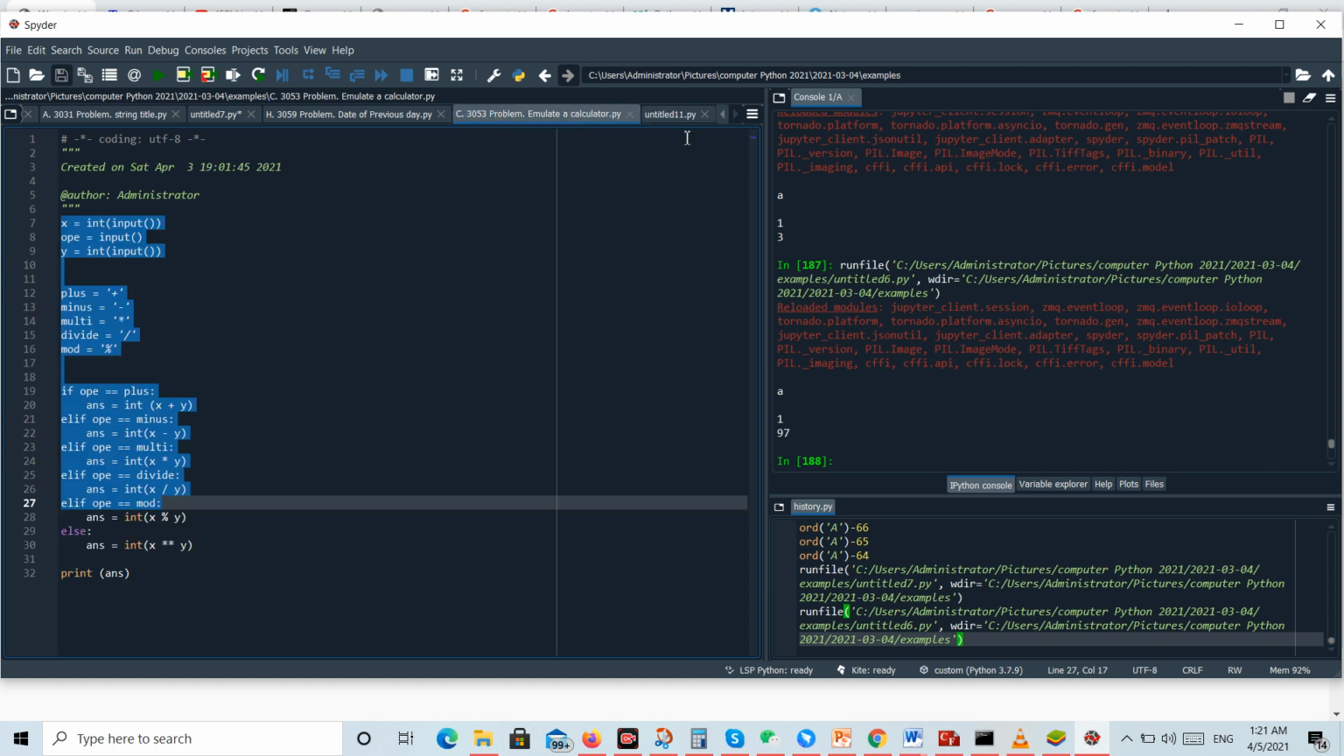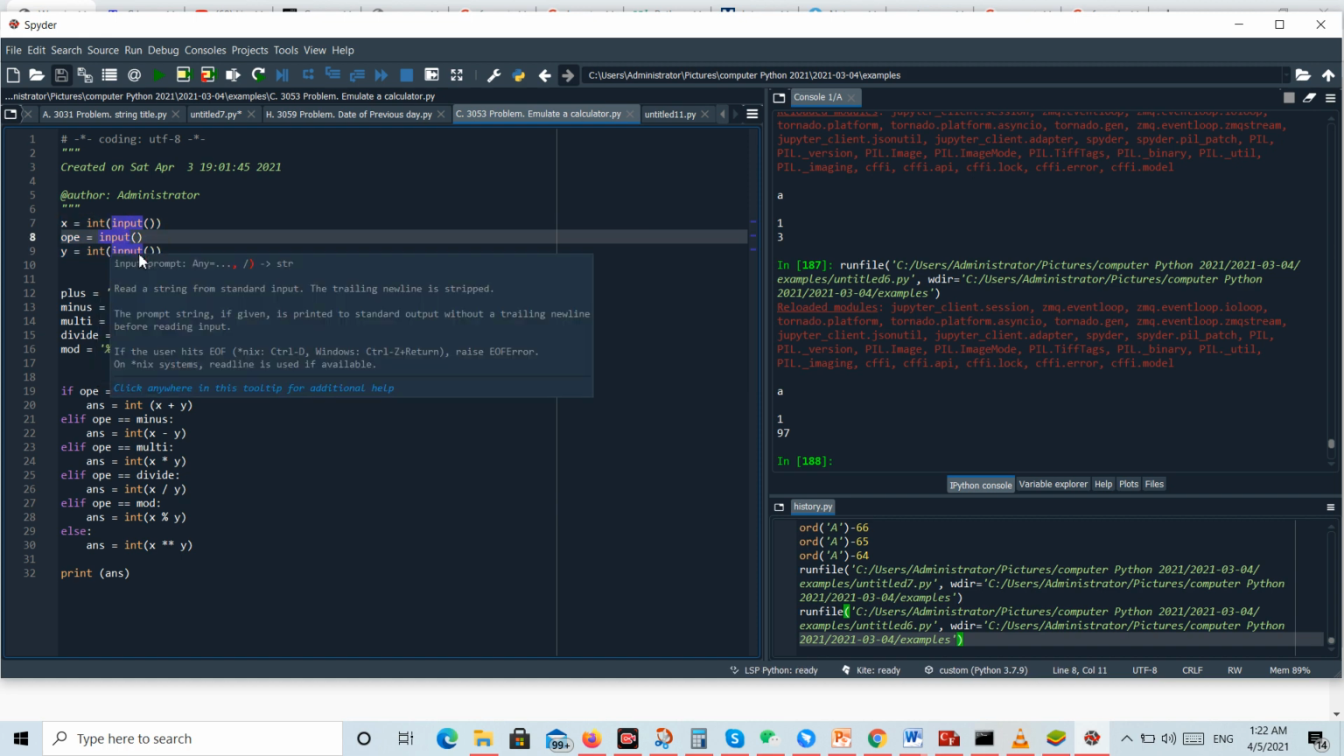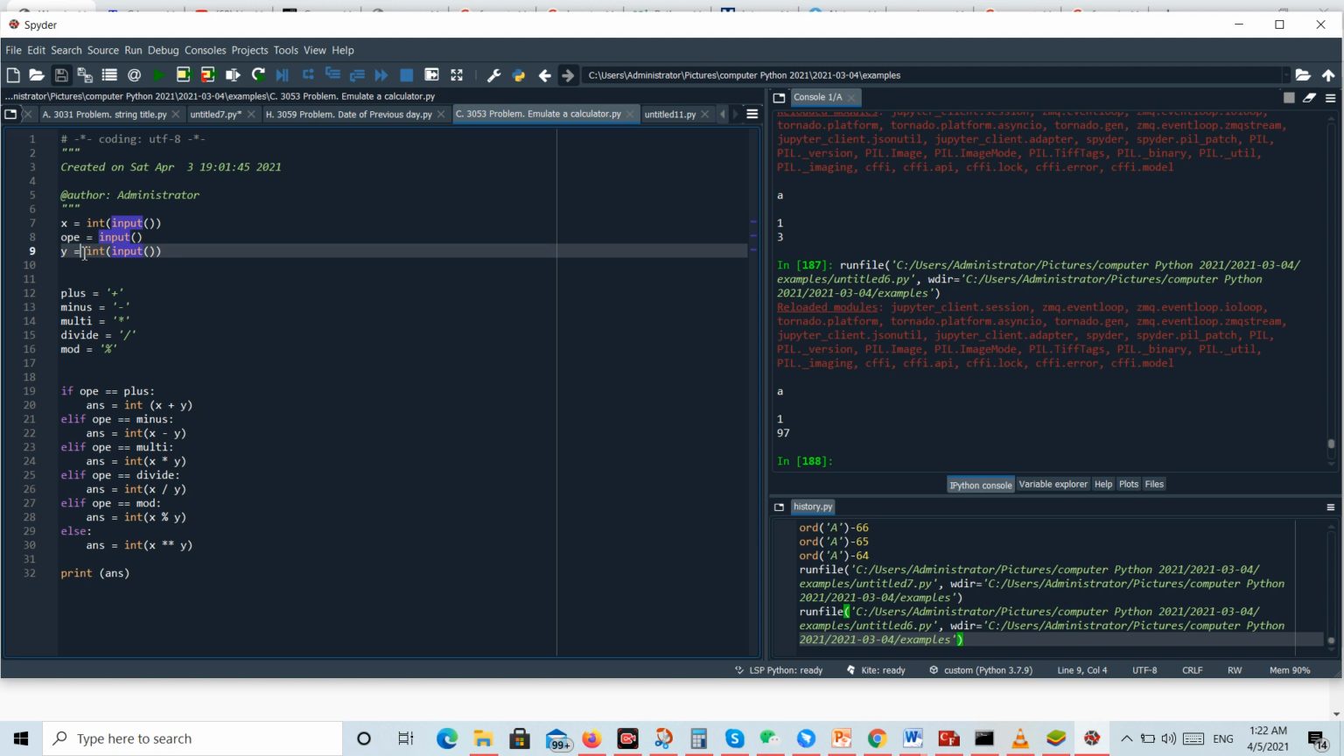So the first thing we're doing, we are writing three expressions. These three expressions are supposed to collect the input from the user. One will be for the first input, then one will collect the operator. Then the last one will be for the third input, but the second value. So the second number.